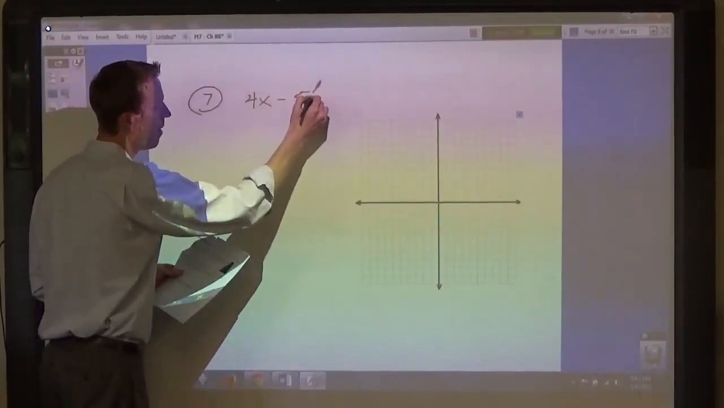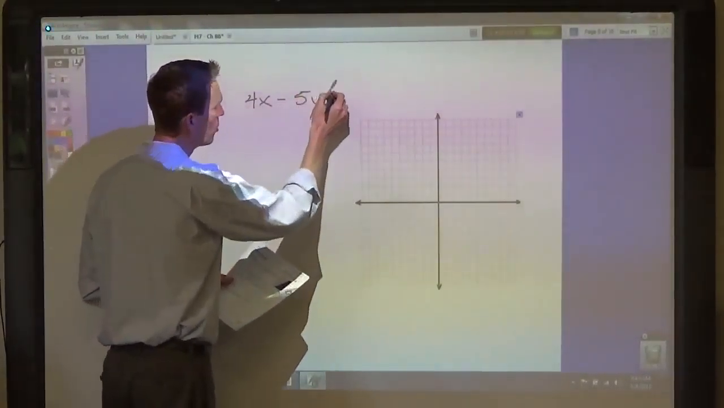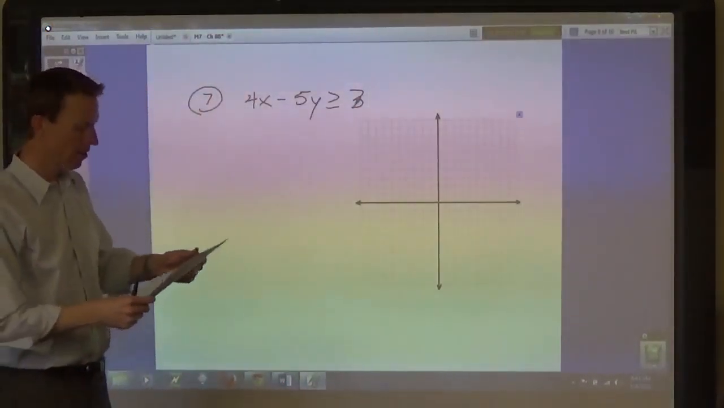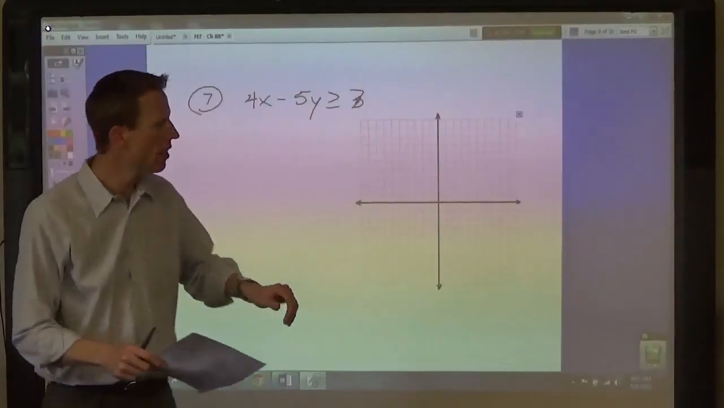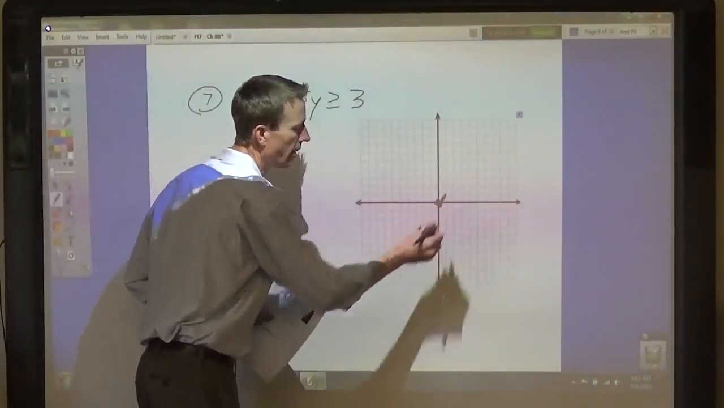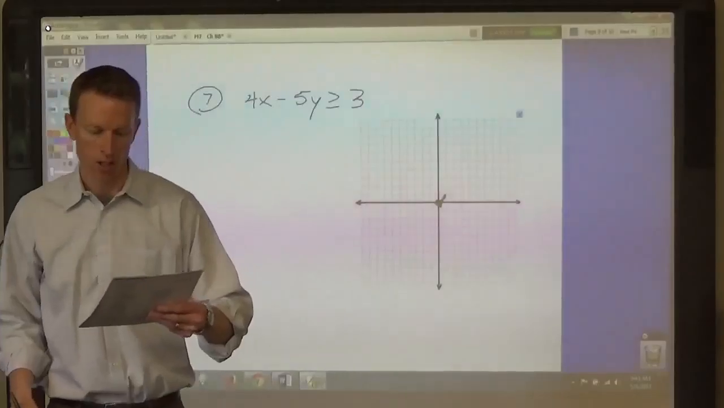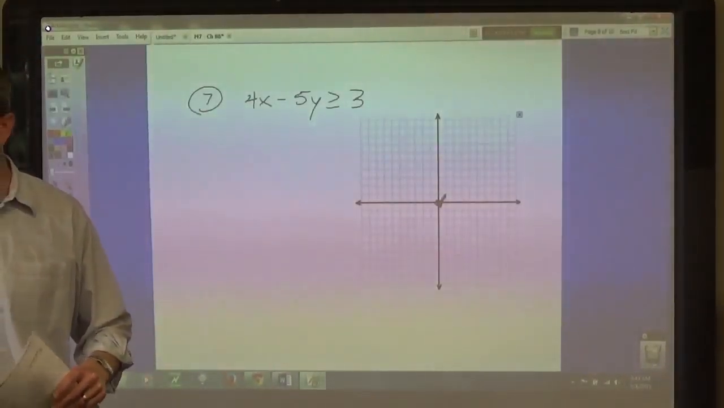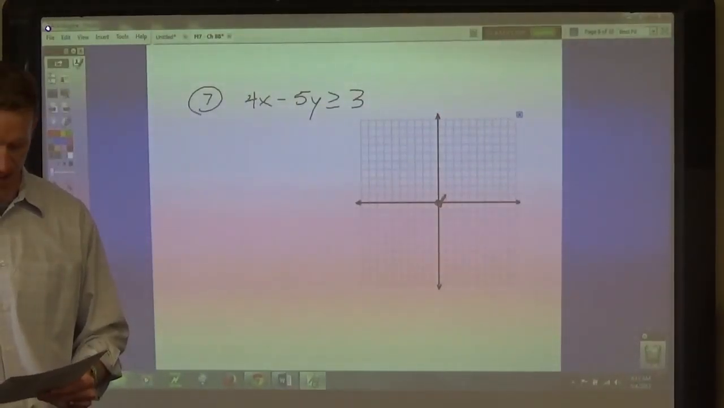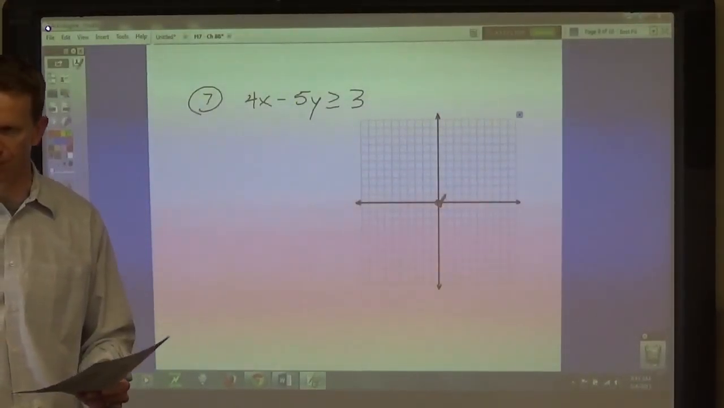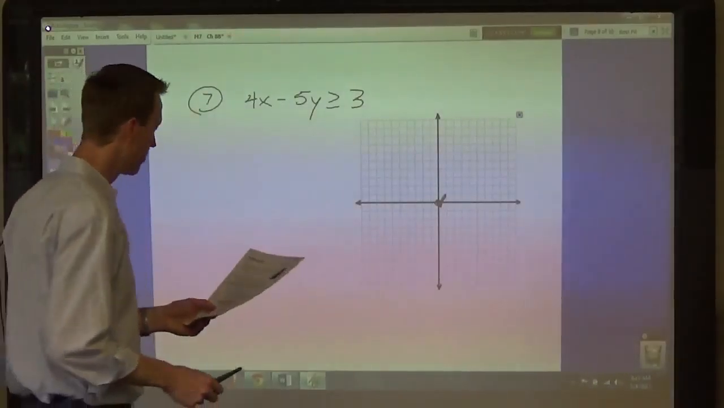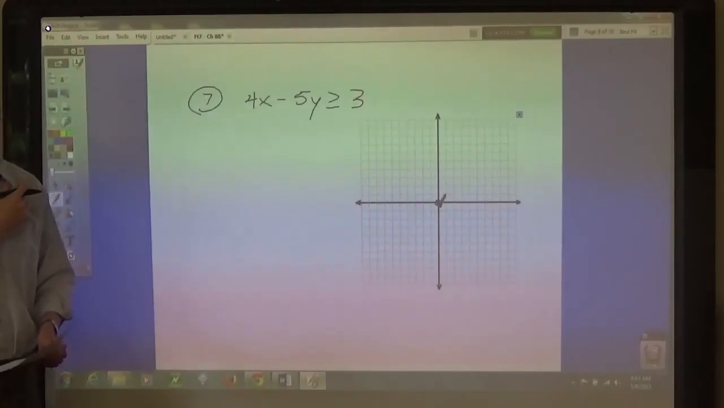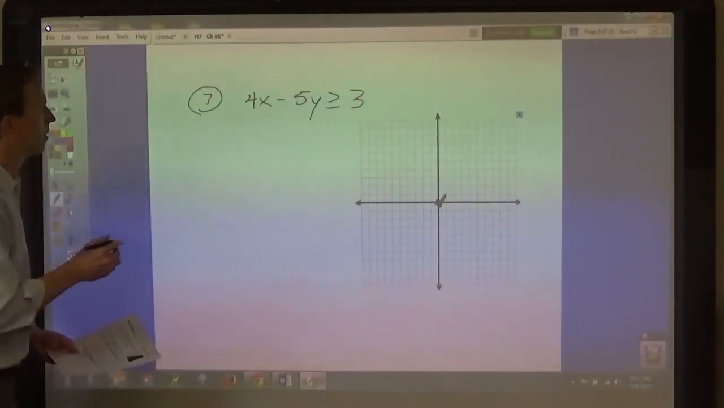4x minus 5y is greater than or equal to 3. It says tell whether the region containing the origin, that's this point, it's called the origin, would be shaded in the graph of this inequality. Would you shade that? Let's check it. How would we check it? Henry, how would we check it? Substitute x and y with 0.